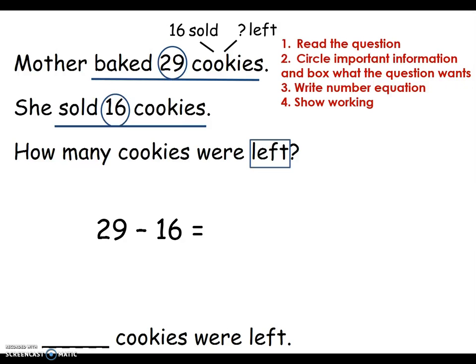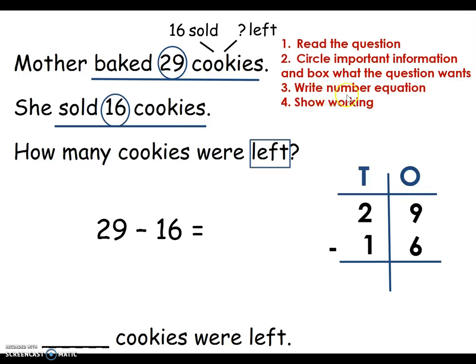Step 4, I need to show my working. 10s and 1s. So 29 minus 16. Okay, let's start from the 1s. 9 minus 6 I get 3. Very good. 2 minus 1 I get 1. So my answer is 13. 13 cookies were left. Okay, moving on to the next example.